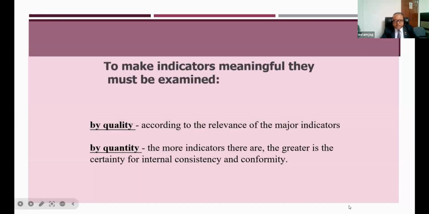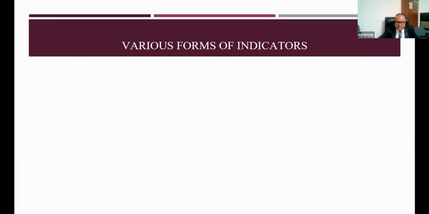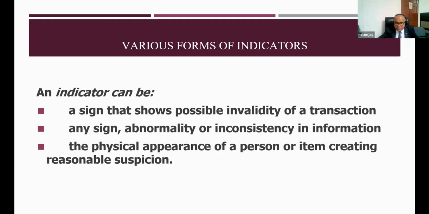To make indicators meaningful, they must be examined by quality and quantity according to the relevance of the measure of the indicators. By quantity, the more indicators there are, the greater is the certainty of internal consistency and conformity. The more indicators you have, the more likely you will make a big case. Sometimes the small one allows you to pay more attention, where you will eventually detect more indicators. So don't say, this one indicator, maybe it's nothing. If you find one, you can find two, and if you find two indicators, you can find three. Never give up.